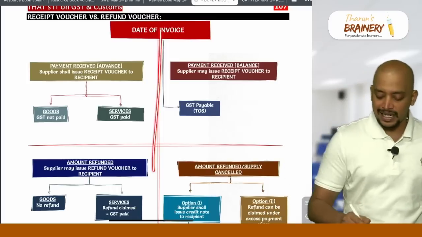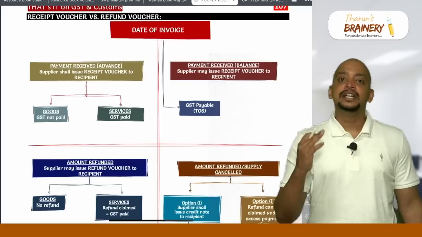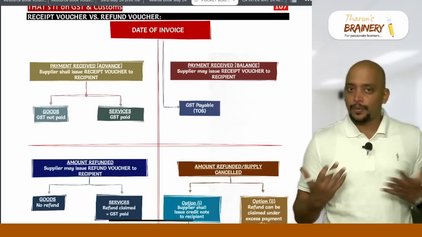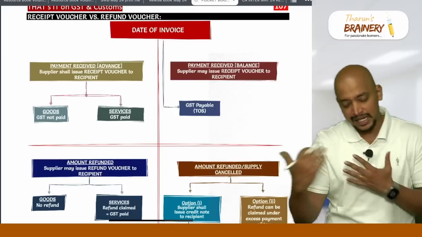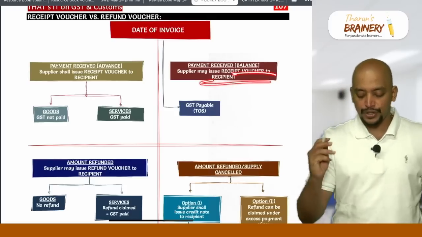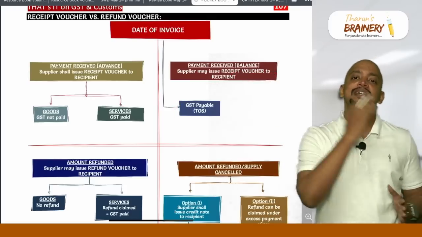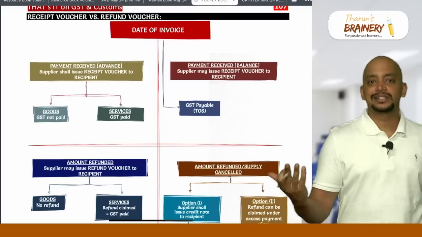Suppose the payment is collected after preparation of the invoice, the supplier may issue a receipt voucher to the recipient. It's not compulsory but optional. Suppose the supplier wants to give, he can give. The supplier may issue a receipt voucher to the recipient, and based on the invoice, GST is already payable because the time of supply gets attracted. So therefore payment of GST is relevant here.